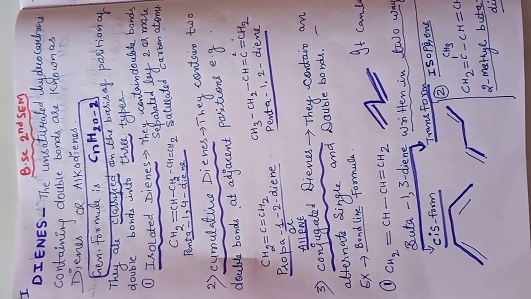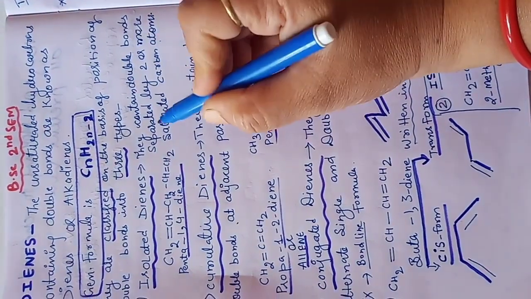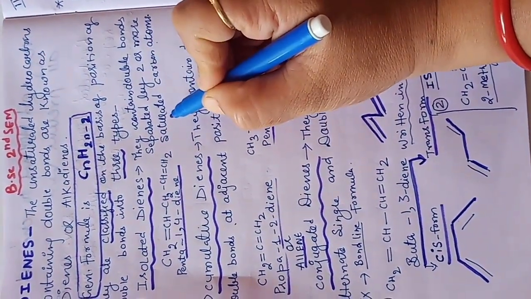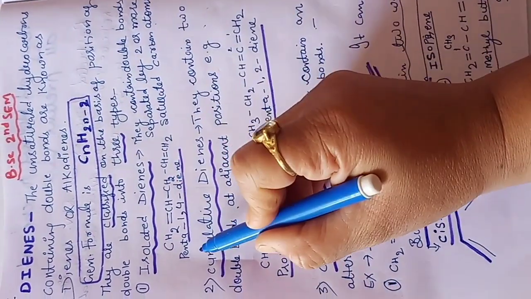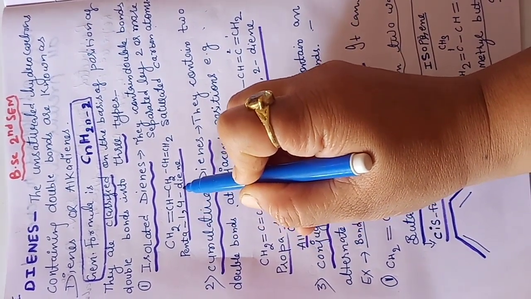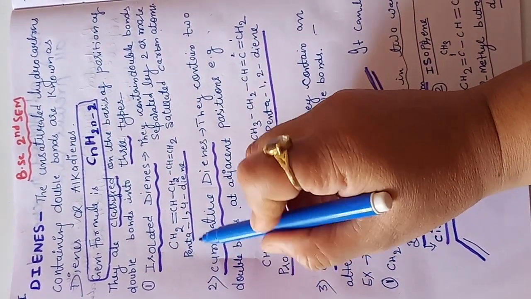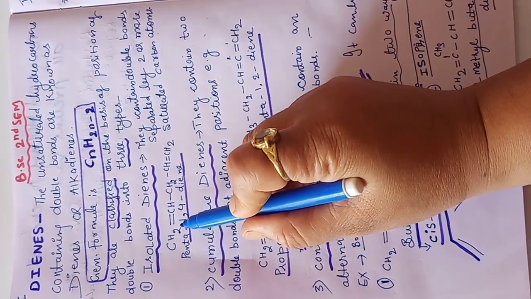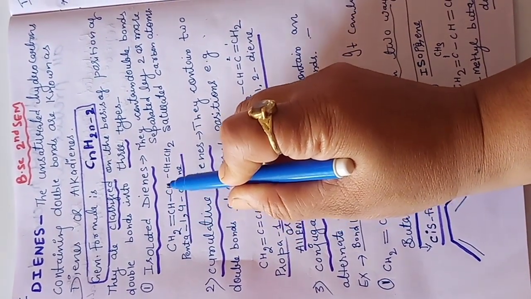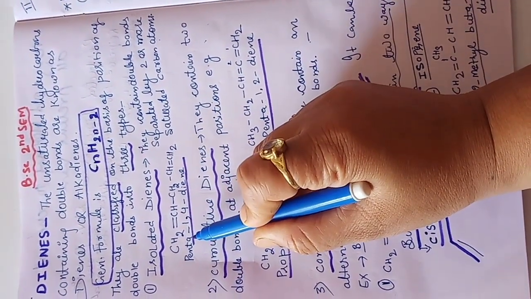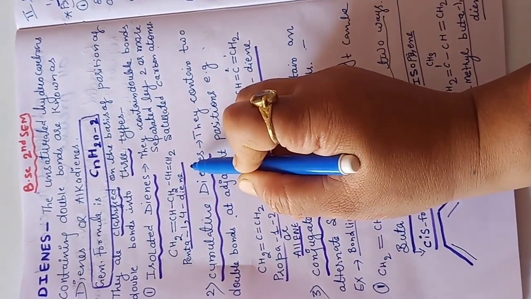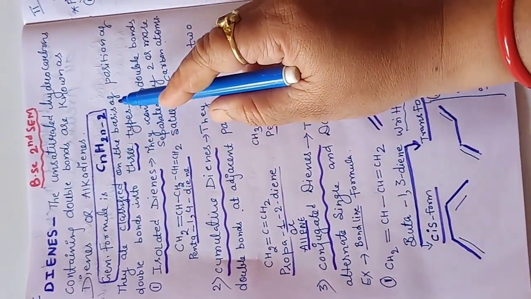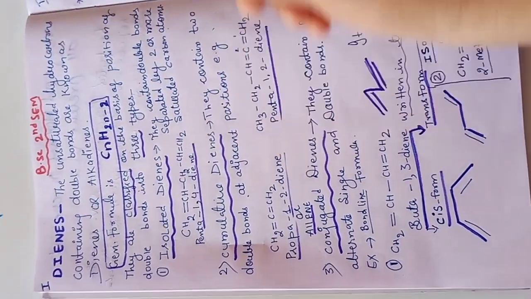Our isolated dienes contain double bonds separated by two or more saturated carbon atoms. So the example is penta-1,4-diene. Now let us see once again. The double bond is after the first carbon atom and after the fourth carbon. So the name is penta-1,4-diene. So we classified the dienes on the basis of the position of the double bond.